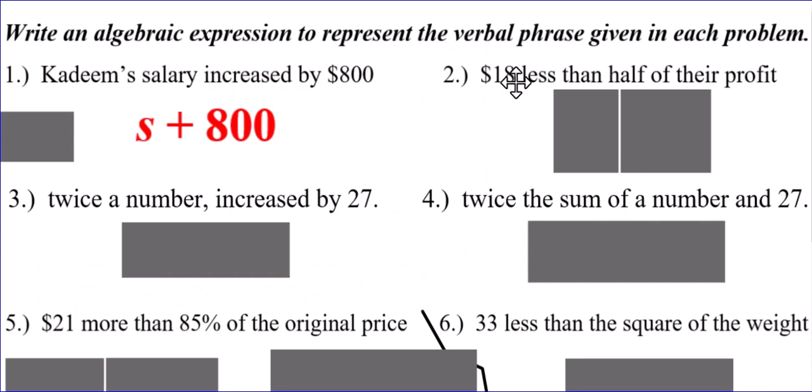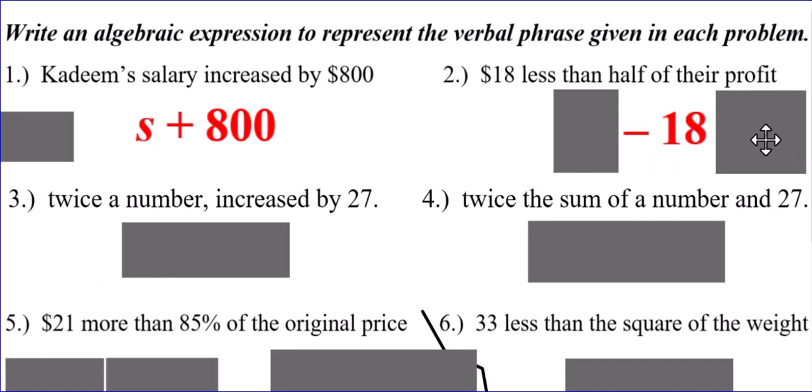Problem number 2. 18 less than. Well, less than means minus, but the 18 will not stay on the left. It will actually end up over on the right. So the order switches, just like I was trying to show you there with the asterisk underneath the chart.